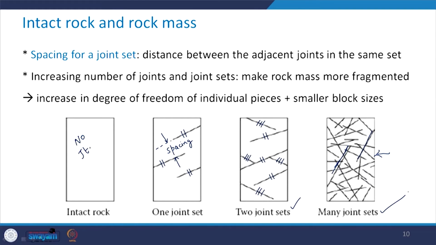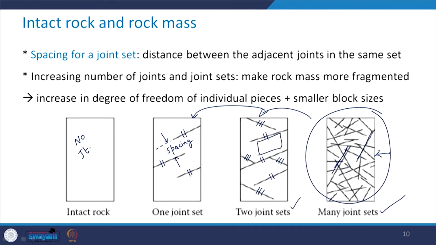So when the number of joints and joint sets increase, they make the rock mass more fragmented, and this further increases the degree of freedom of individual pieces, plus the smaller block sizes. So you see that in this case the block sizes are smaller as compared to all these cases. In this case the block size you can obtain of this. In this one it is a little bit bigger. However, in this case you see it's a small block size which you will be able to get from here.